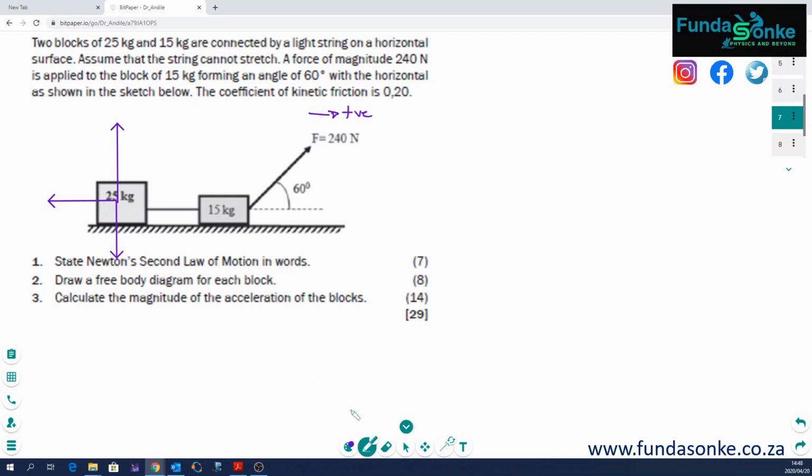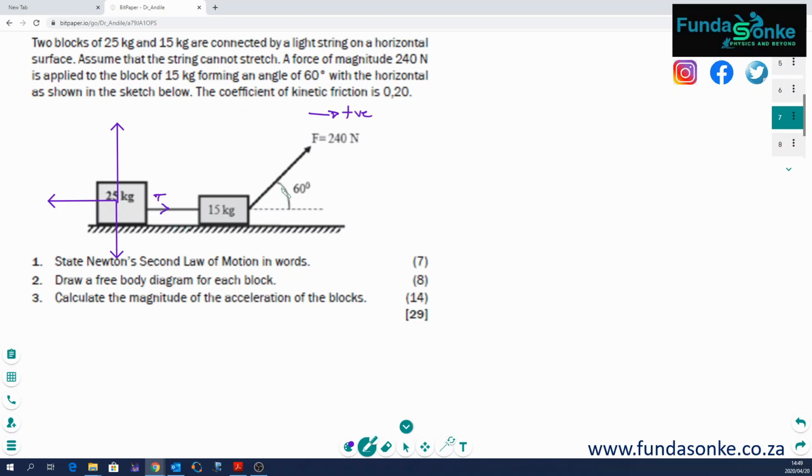And now, since we've got a string attached, where this string is pulling this 25 kg mass to the right, it means we're going to have a tension from the string acting towards the right, which is pulling the 25 kg mass.